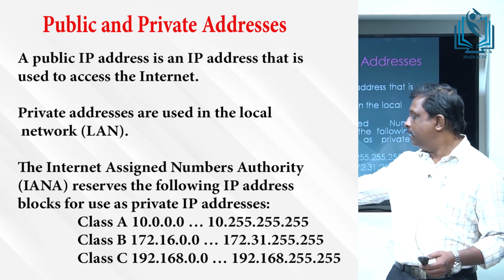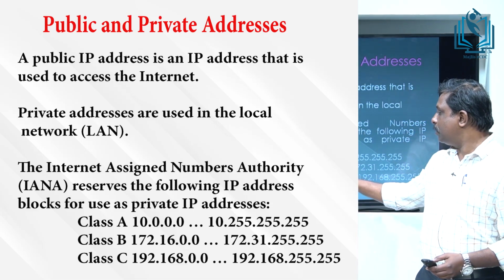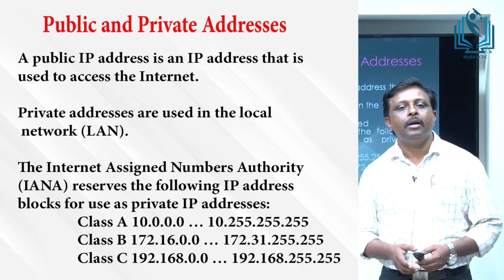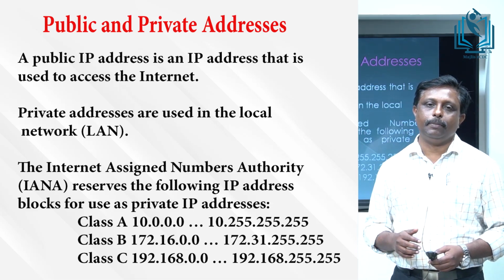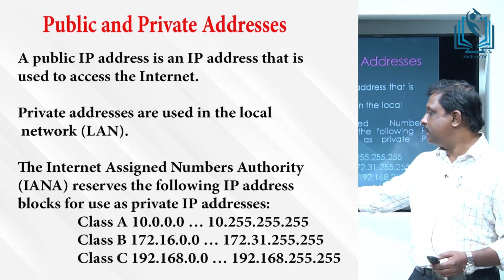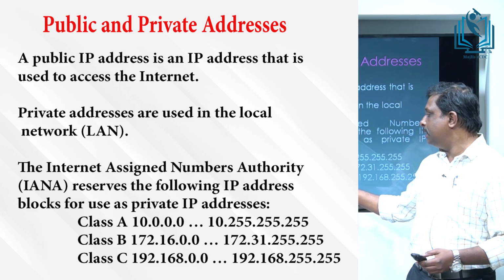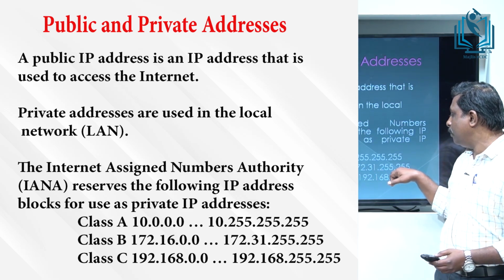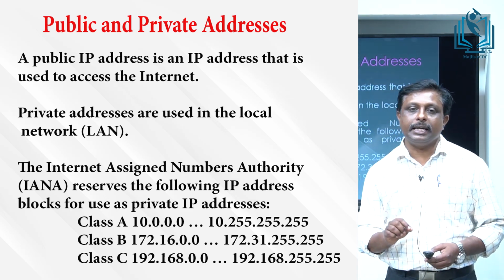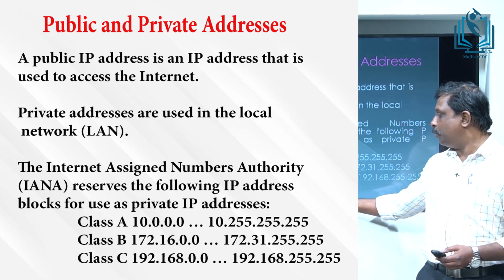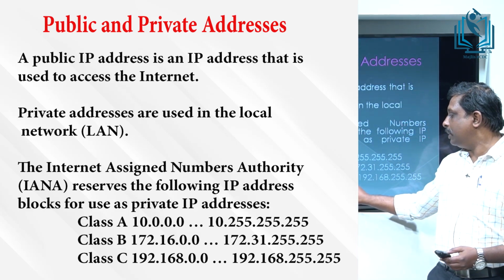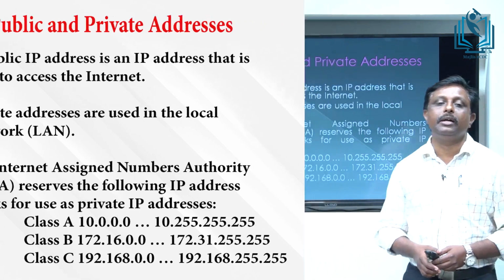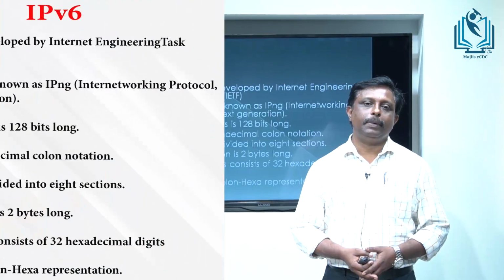In class A, the 10.0.0.0 to 10.255.255.255 range is used for class A private IP. Class B private IP starts from 172.16.0.0 to 172.31.255.255. Class C private IP is 192.168.0.0 to 192.168.255.255.